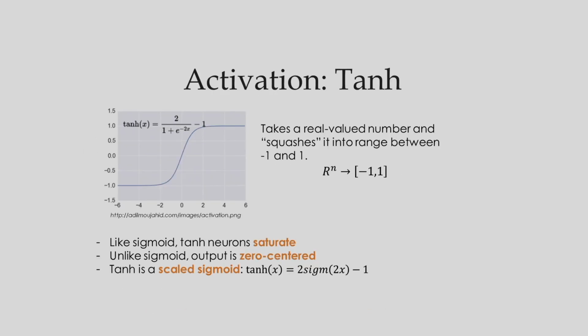Another activation function is tanh. It takes a real value number and squashes it into range between -1 and 1. So the output range is -1 and 1. So that is the tanh function. But again the problem is the saturation. But one advantage is this output is zero centered, and you can see the tanh can be represented in terms of the scaled sigmoid function. But the problem is again the saturation problem.